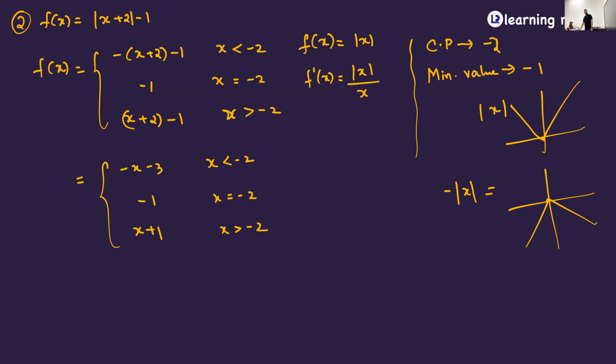Okay. So did you understand how I found the critical point? To find the critical point, what you need to do is equate the modulus value to zero. What is there inside the modulus? X plus 2. Equate it to 0. X is equal to minus 2. That's the critical point. Substitute that minus 2 back in. The modulus will become 0. The only thing left is minus 1. That's the minimum value. Did you understand?